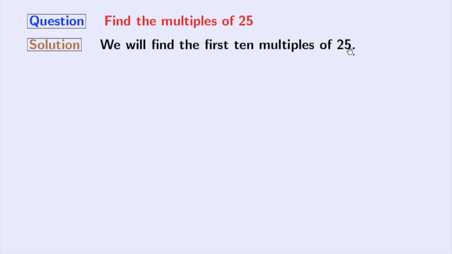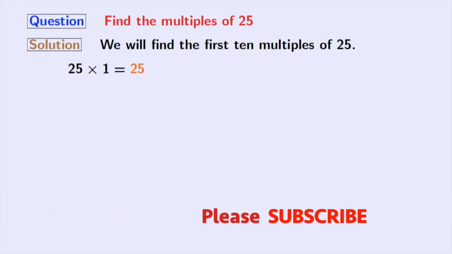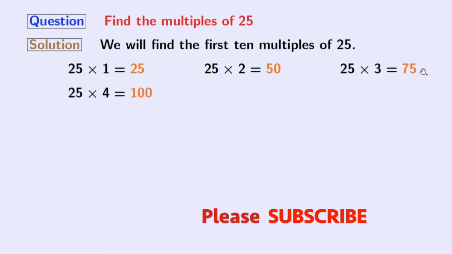Let's start multiplying 25 with 1. That gives us 25. Multiplying 25 with 2, we get 50. Multiplying 25 with 3, we get 75. Multiplication of 25 with 4 gives us 100.